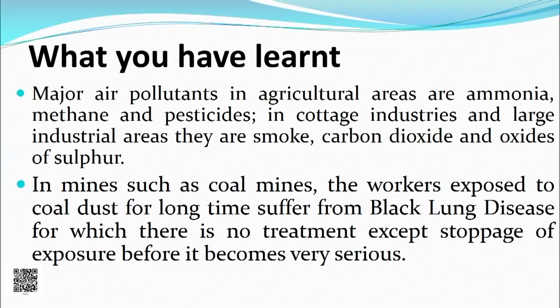So before we wrap up, we would like to recap the main points in the form of what you have learned. Major air pollutants in agricultural areas are ammonia, methane and pesticides. In cottage industries and large industrial areas, there are smoke, carbon dioxide and oxides of sulfur, which we have discussed in a previous program. In mines such as coal mines, workers exposed to coal dust for a long time suffer from black lung disease, for which there is no treatment except stoppage of exposure before it becomes very serious.